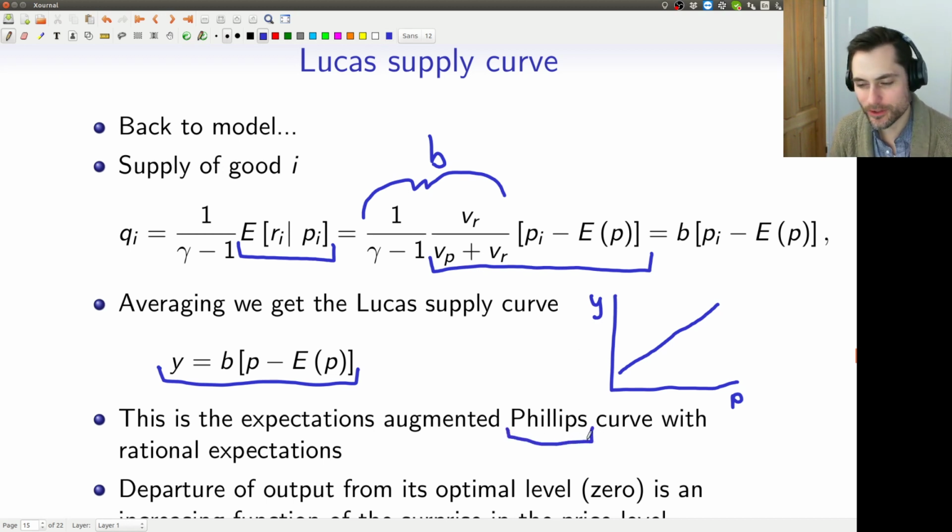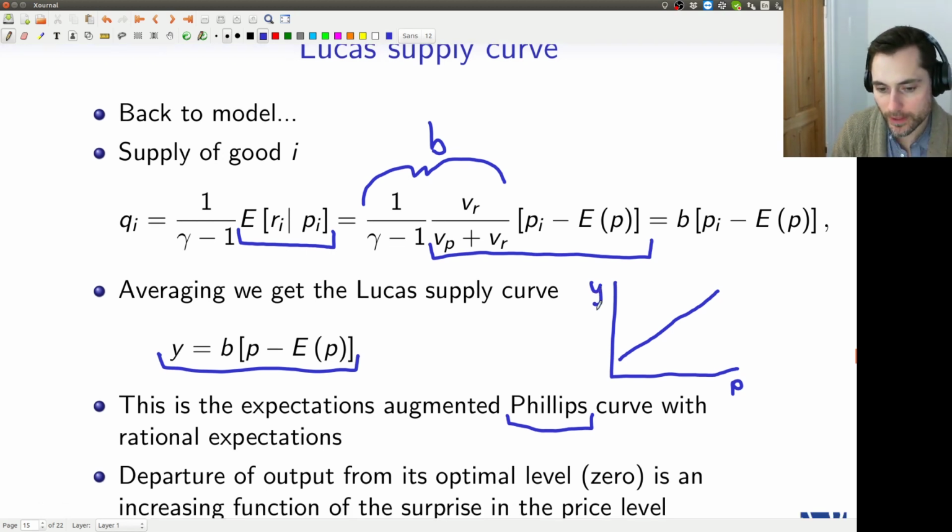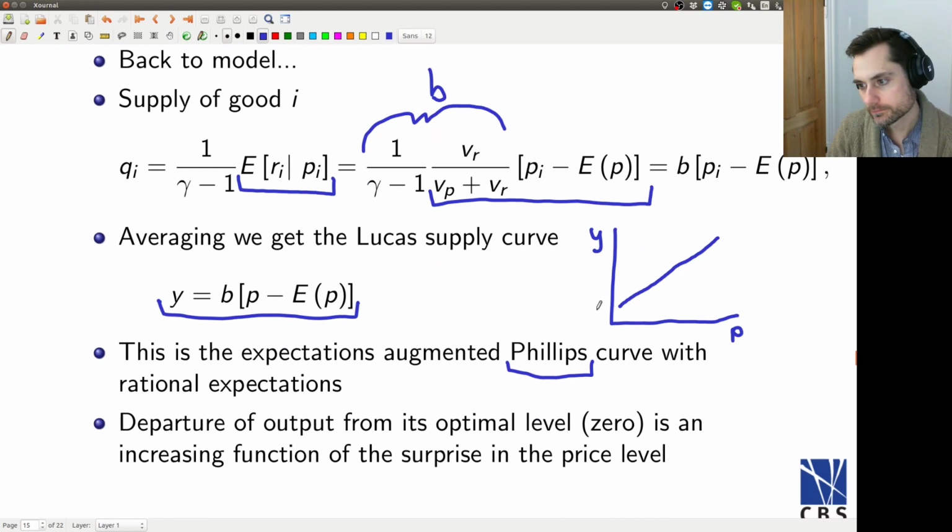It's called the Phillips curve in the book, so I'm just repeating it, but it's the relationship here between the price level and the level of average output. Yeah, and I've written it here, but this is important: this p down here is p relative to the expectation of p. So it's like the surprise in the price level.